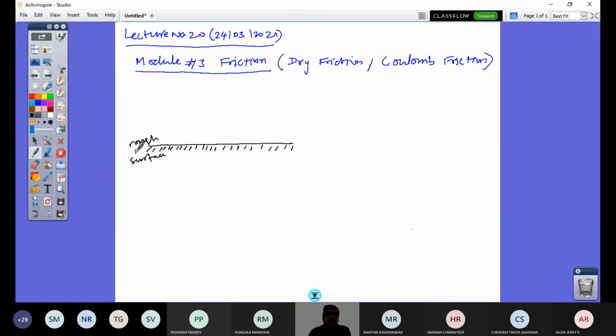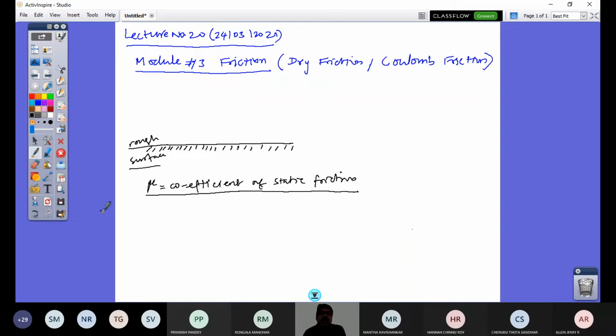So this roughness is characterized by an important property of the surface, which is called mu. What is that? Coefficient of static friction. So this mu is what describes the surface, right? Okay. So what is this mu, let us understand.